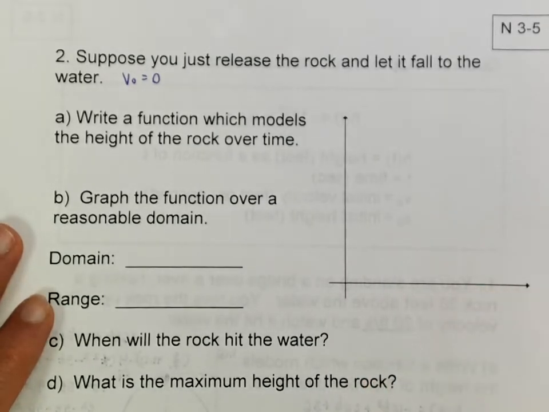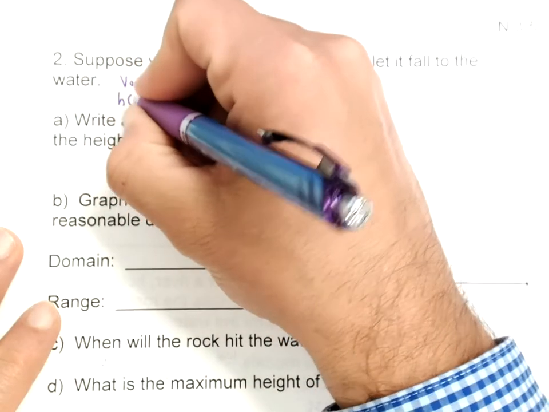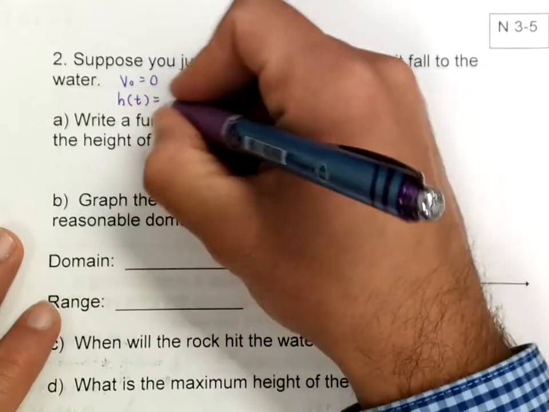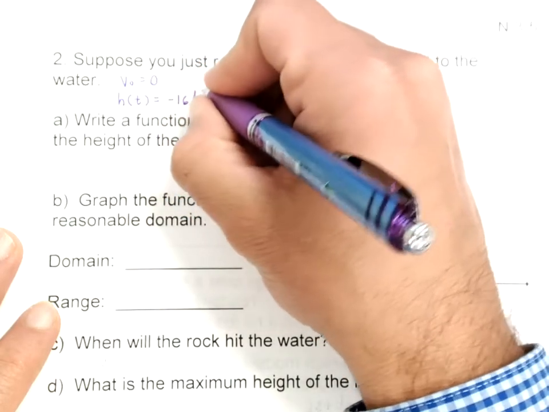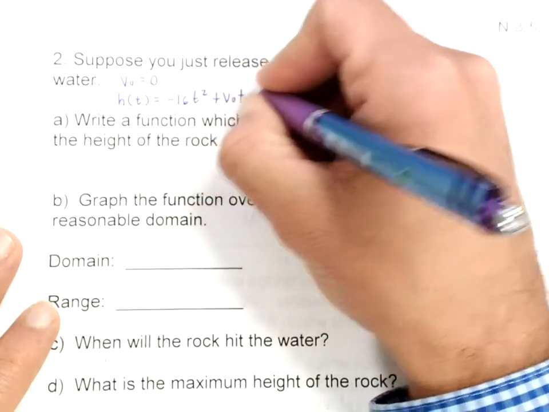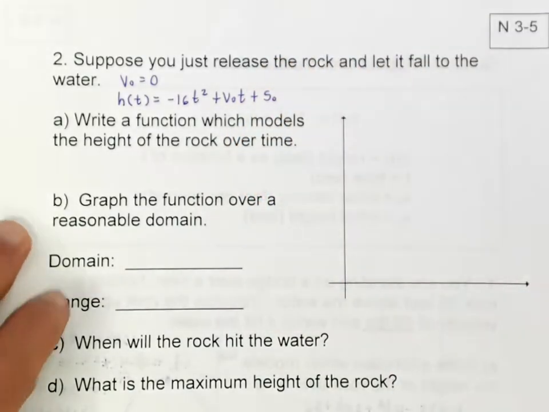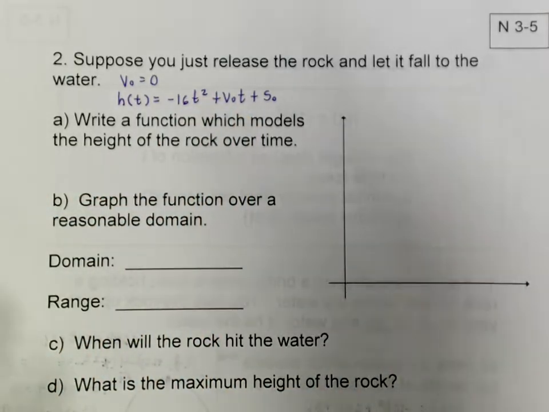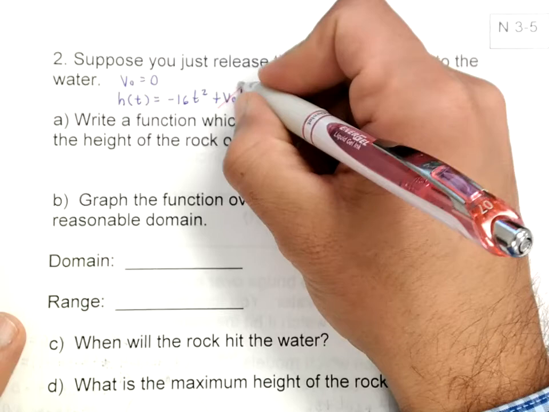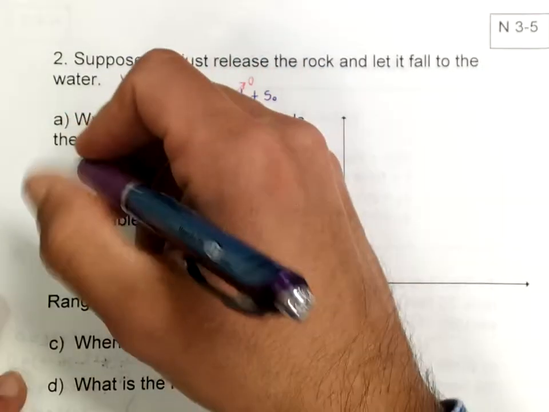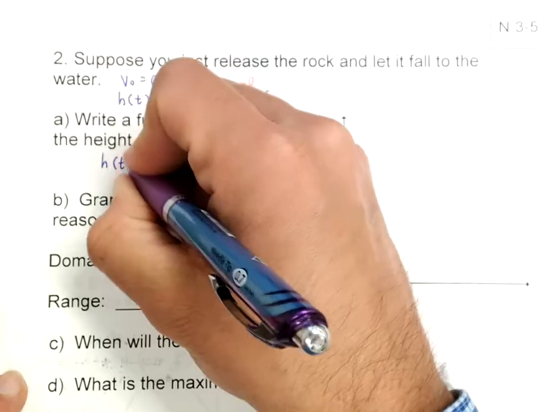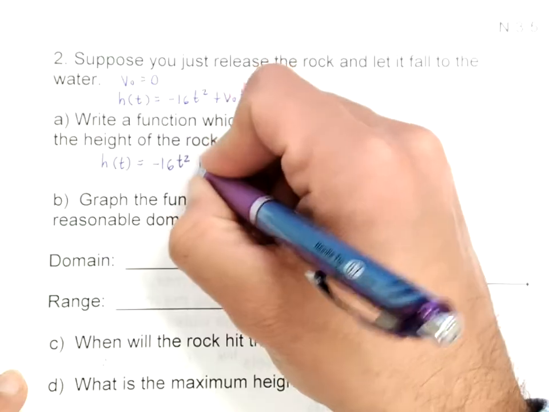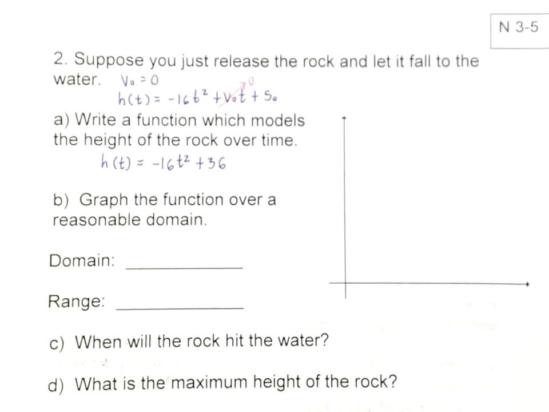So to write the equation, let me write the equation here one more time so you can see where I'm getting this from. So this is the equation that I had on the front of the paper. Alright, where S naught was the initial height and V naught is the initial velocity. So if this is 0, the whole thing is going to be 0. So my function would be h of t is equal to negative 16t squared plus 36, and 36 is my initial height.